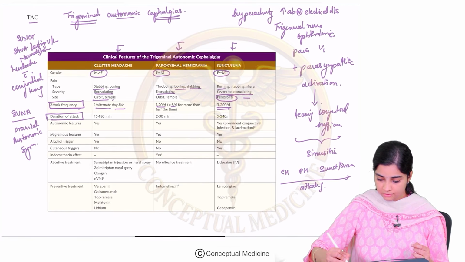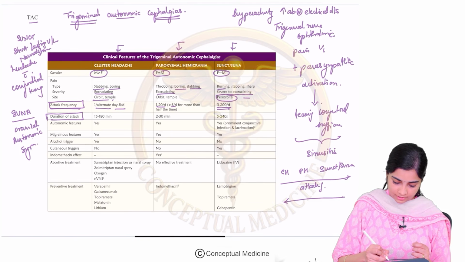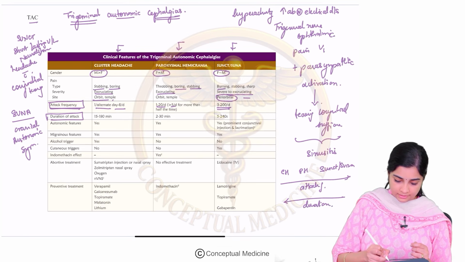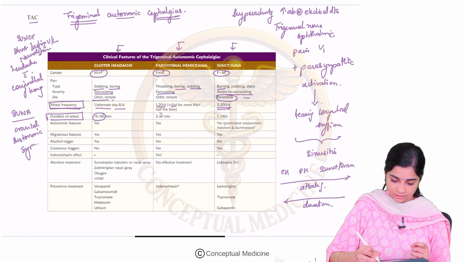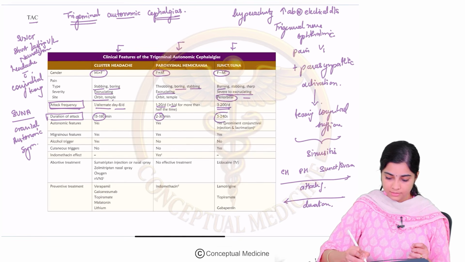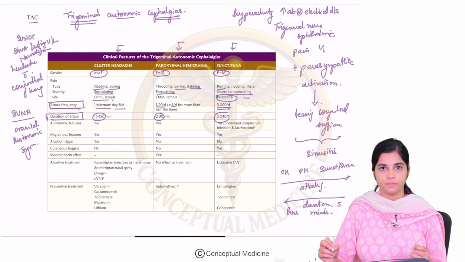So the attack frequency increases, whereas the duration decreases. So as you can see here, the duration of an attack for a cluster headache, this is your duration. So for a cluster headache, it is around 15 minutes to 3 hours. But here in your paroxysmal hemicrania, it's only 2 to 30 minutes, whereas SUNCT and SUNA is only for a few seconds. So this is hours, minutes, seconds, right?